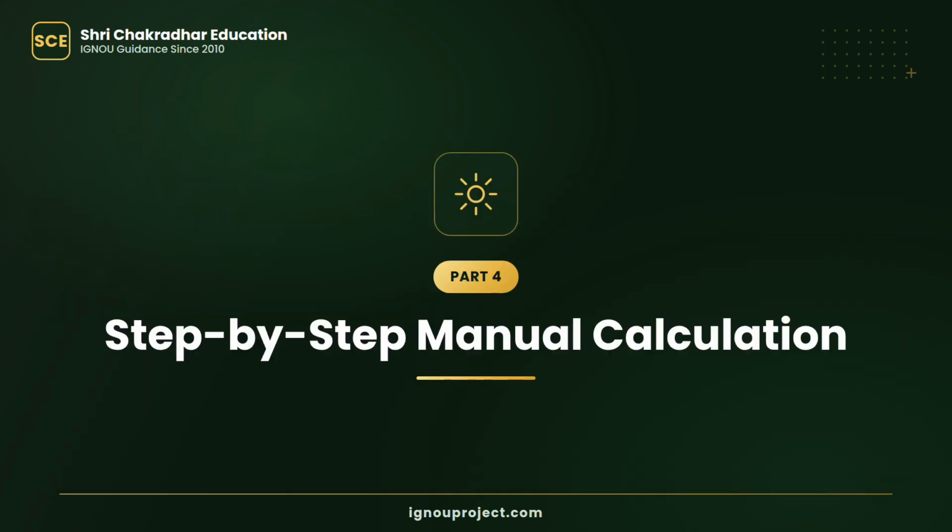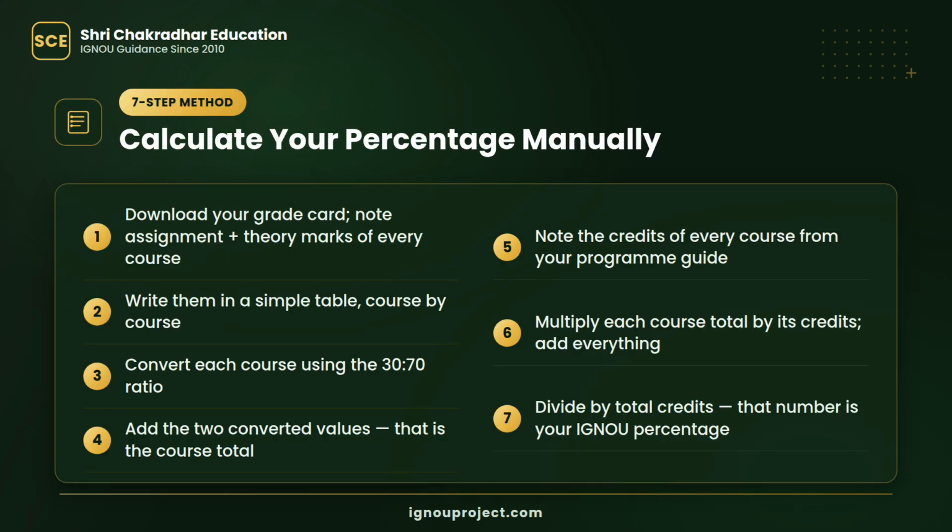Let us now calculate your percentage manually, step by step. Here is the complete 7-step method. Step 1. Download your grade card and note the assignment and theory marks of every course. Step 2. Write them in a simple table, course by course. Step 3. Convert each course using the 30-70 ratio. Step 4. Add the two converted values to get each course total.